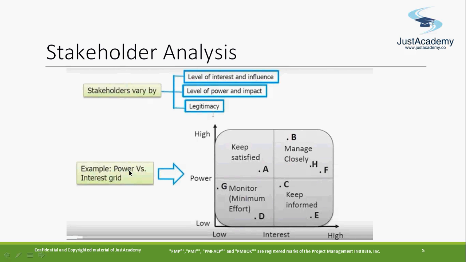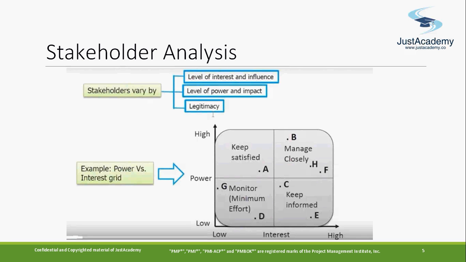Let's take an example, the power versus interest grid. Suppose these are the stakeholders who have high power, what is their interest, and how you're going to manage them. If you see the X and Y axis, interest is on the X axis and power is on the Y axis. Now I'm just putting these stakeholders A, B, C, D, and trying to see where they fit in. For example, my stakeholders G and D, by looking at this diagram, you can understand G and D look like low interest and low power. They don't have much interest in my project, and they have less power. They are also stable. So I'm going to just monitor them. I don't have to do much for them.